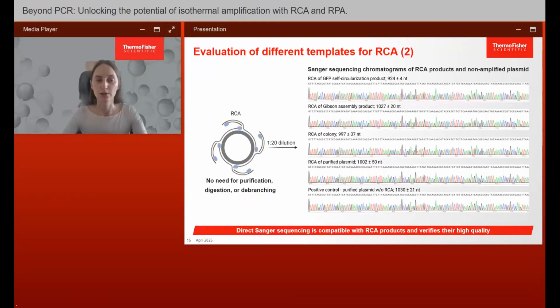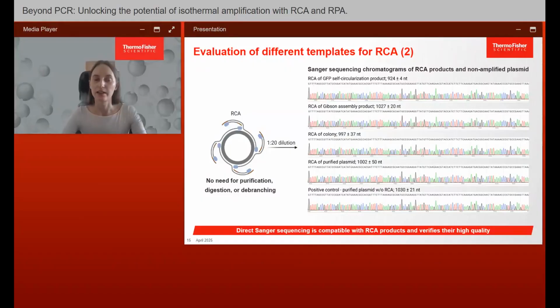Additionally, RCA product quality can be confirmed by Sanger sequencing, and again, directly without purification, digestion, or debranching. As you have plenty of DNA after the RCA reaction, you can simply dilute your sample and sequence it. We have seen high-quality sequenced traces ranging from 900 to 1,000 bases in length from all types of templates. And note that even RCA from resuspended colonies gives great sequencing results.